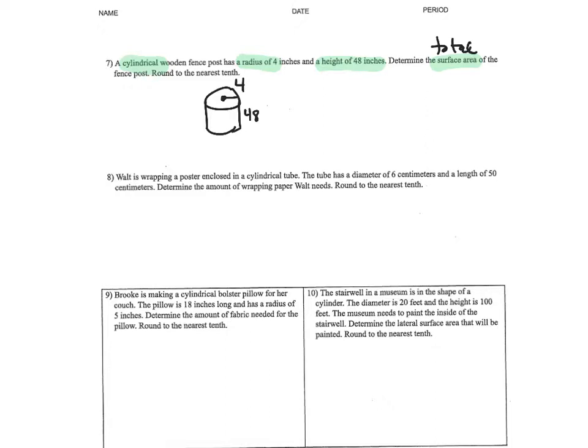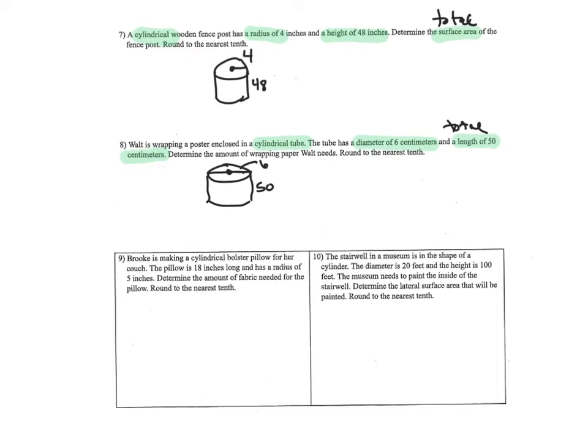Okay, that'll help. Number 8, Walt is wrapping a poster enclosed in a cylindrical tube. The tube has a diameter of 6 centimeters and a length of 50 centimeters. Determine the amount of wrapping paper Walt needs, round to the nearest tenth. If he's wrapping the whole poster in the tube, I'm going to assume that means total. He's wrapping the whole thing. So use total surface area and draw a picture if that helps you. Diameter of 6. Do we need the diameter though? Think about that. And a length of 50.